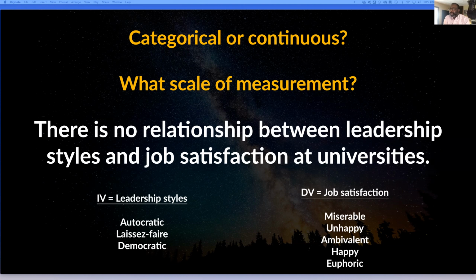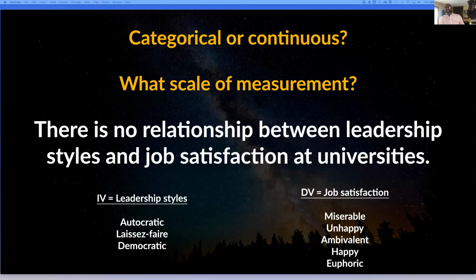Okay. All right, let's get into the independent variable and the dependent variable. What's the independent variable? Leadership styles. And what's the dependent variable? Job satisfaction.